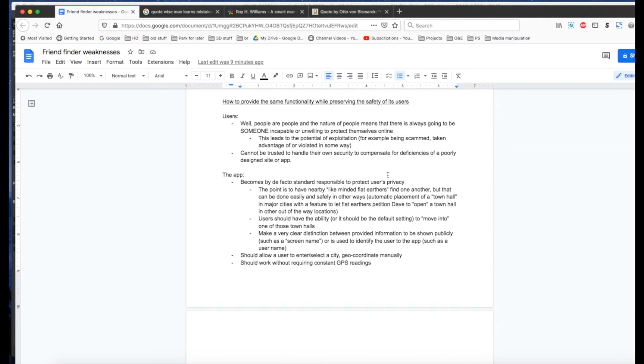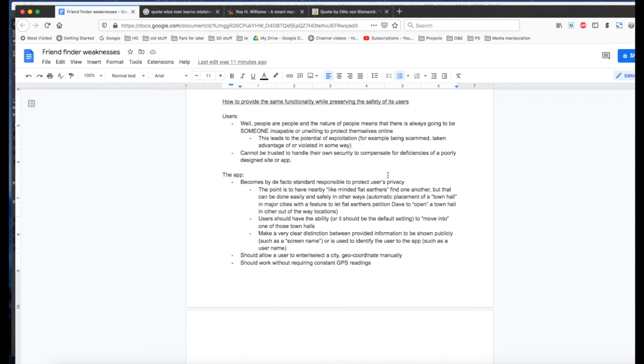And if we apply some of the more common security constraints to an application like this, how can we go about providing similar functionality while minimizing exposure of sensitive information of its users? So the point of having the Friend Finder is to be able to have like-minded flat earthers find one another. And if flat earthers really want to go out of their way to find others that are nearby, I'm not going to stop them. But that can be done easily enough and safely in other ways that can get the same job done without violating users' privacy.